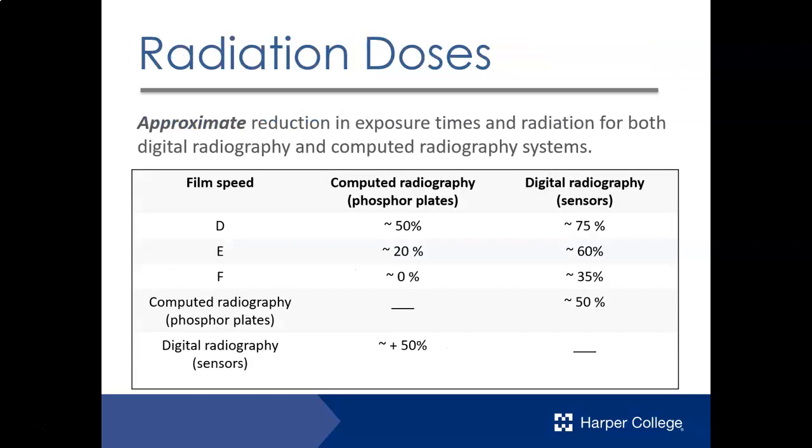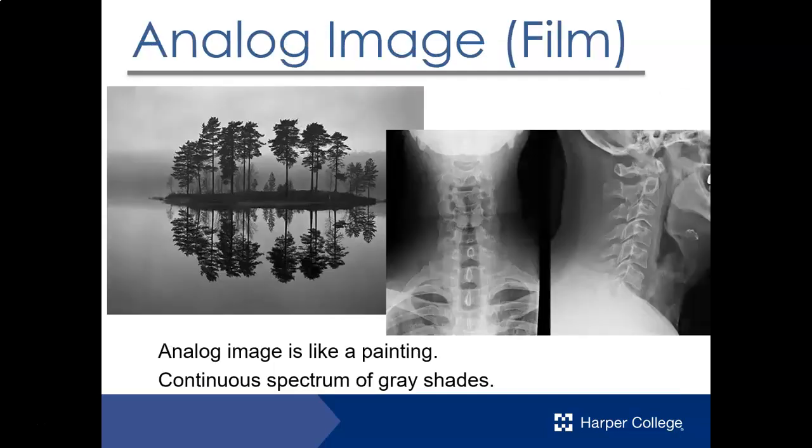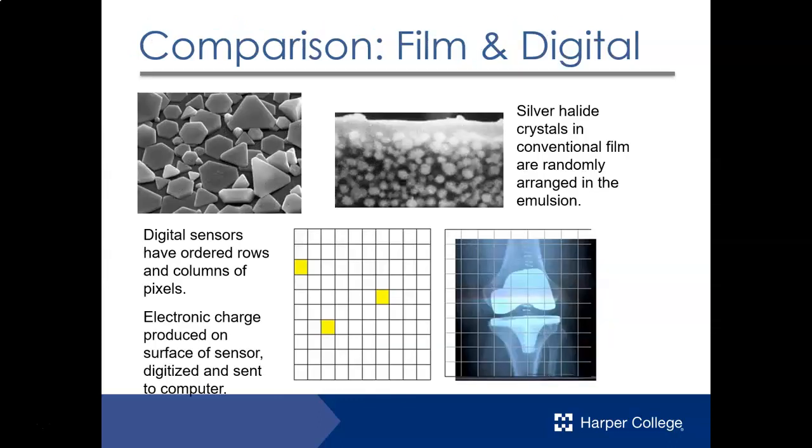This table displays the differences in radiation doses among different modalities, including film, plates, and solid-state sensors. Sensors reduce the radiation dose by 50% or greater. Film images are similar to a painting and display as continuous spectrums of gray shades. Film-based imaging is based on emulsion, which contains silver halide crystals suspended in gelatin, whereas digital sensors have orderly rows and columns of pixels. When exposed to radiation, electronic charges are produced on the surface of the sensor, which is digitized and sent to the computer software.